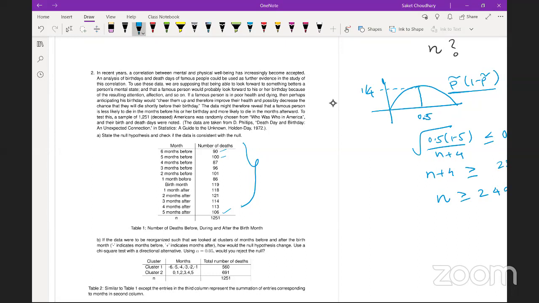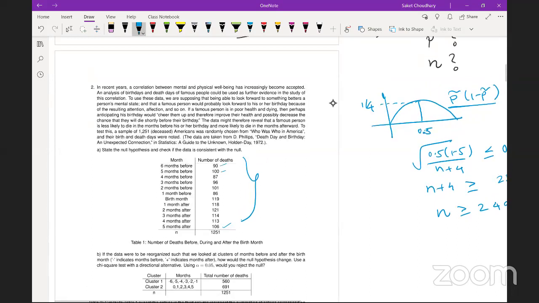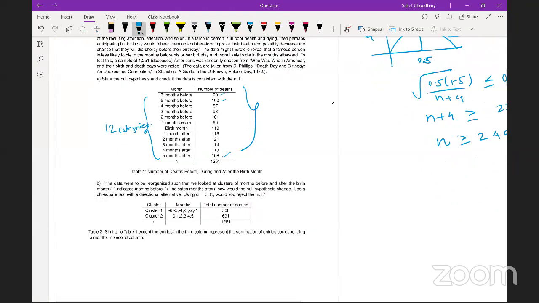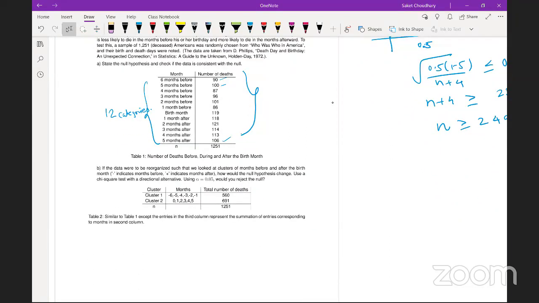Okay, so in the first problem, the problem is very general. So what we are going to test is, we are essentially going to test if the birth information is distributed in these. So these are essentially 12 categories, right? And we want to test if the number of deaths that we see in a particular month is correlated to the birth month itself. Okay. Is the problem clear?